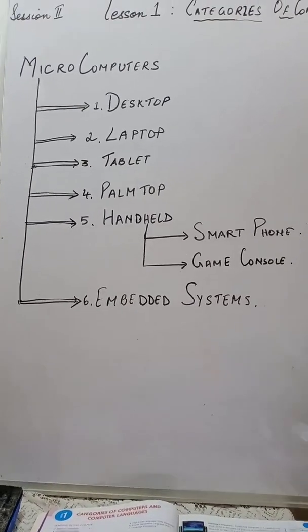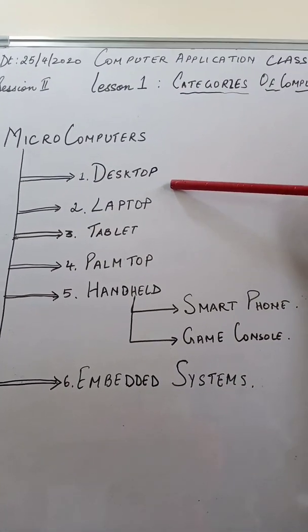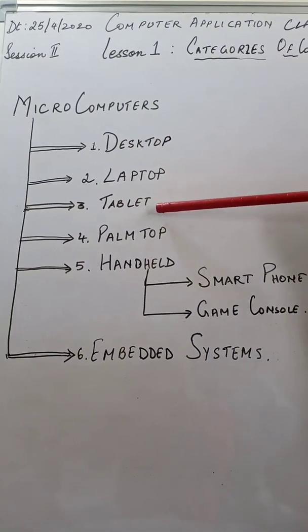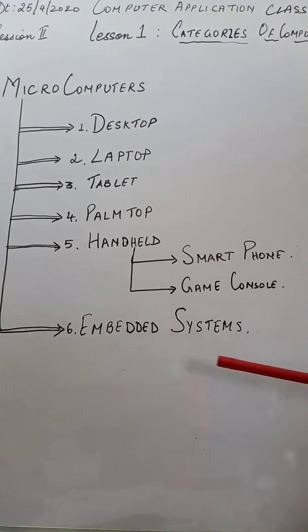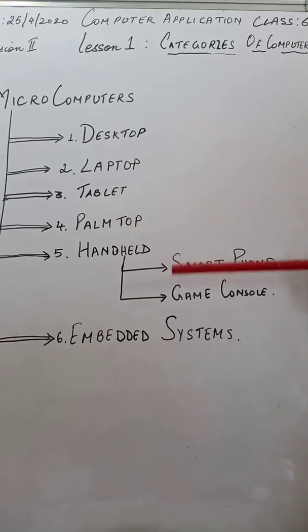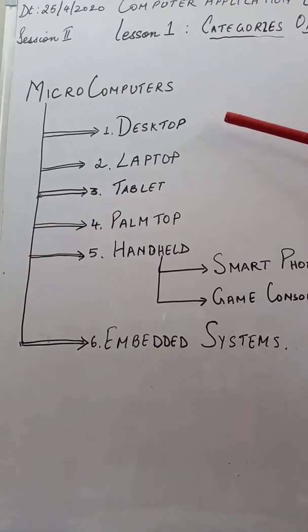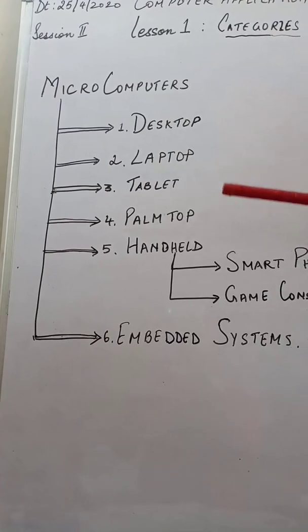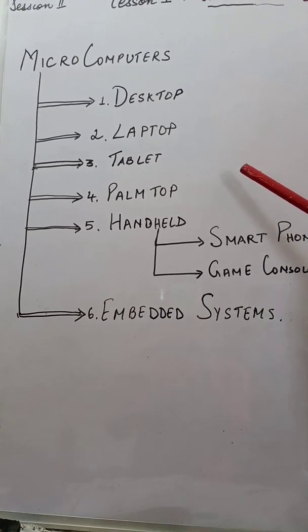Now as you can see, microcomputers: desktop, laptop, tablet, palm top, handheld and embedded systems, they all are an example of microcomputers. We learn a little about each one of them in detail. Now we come down to the first one, that is desktop.